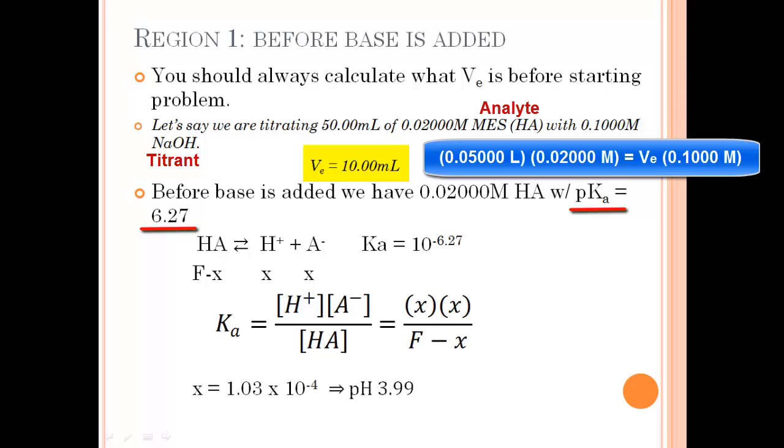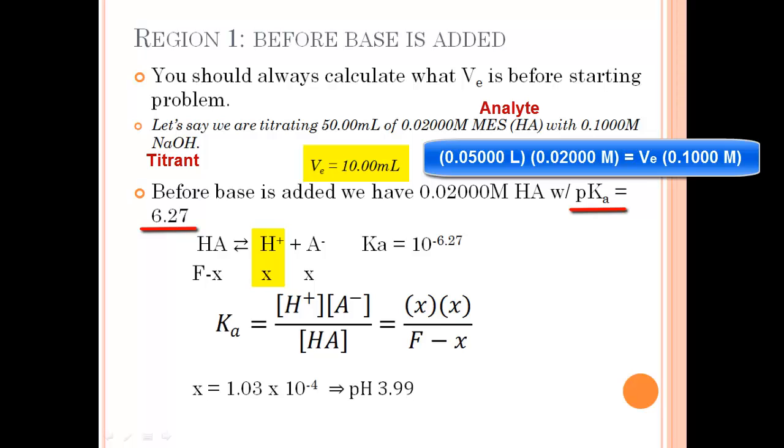This, of course, entails doing the quadratic equation. I'm not going to go over that in this video. We went over that back in chapter 6. If you do all of that, and I encourage you to actually do the calculations to make sure you get the same answer they get, you'll see that x is equal to 1.03 times 10 to the negative 4th. That is your concentration of H+.